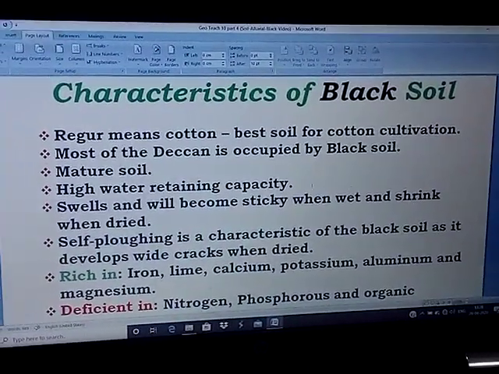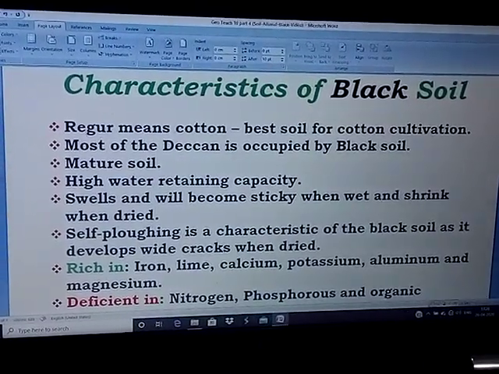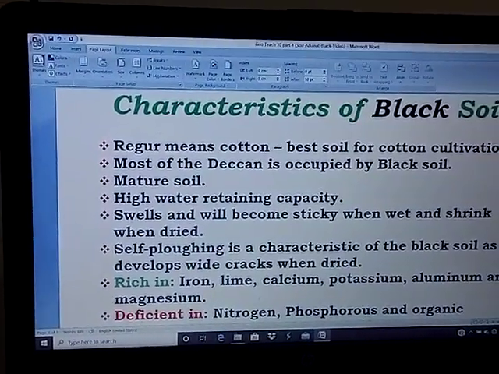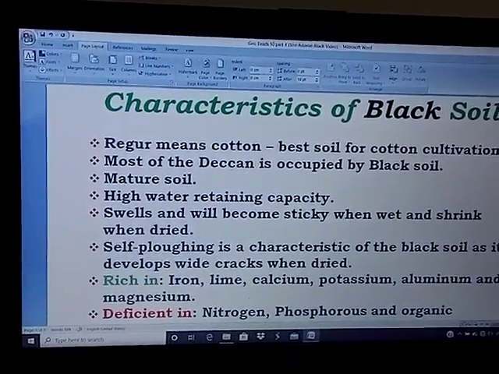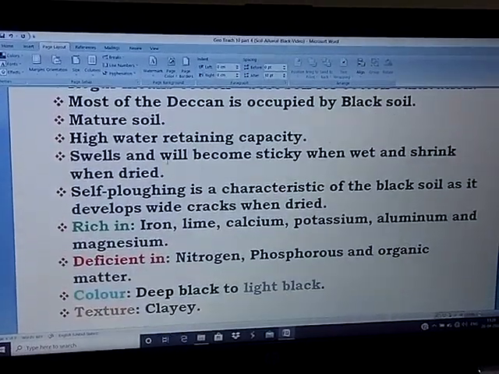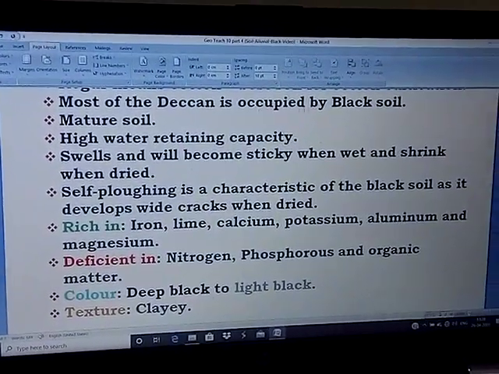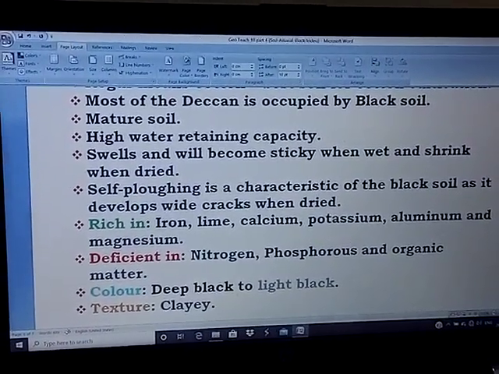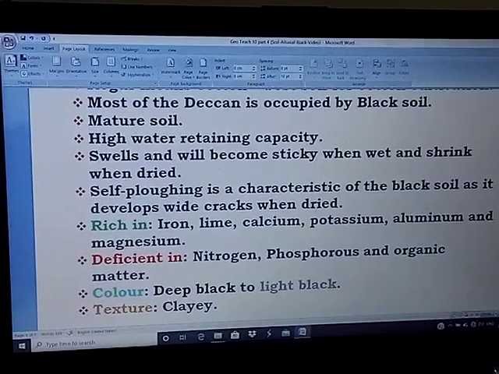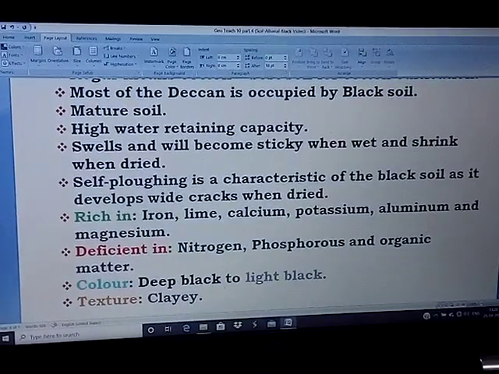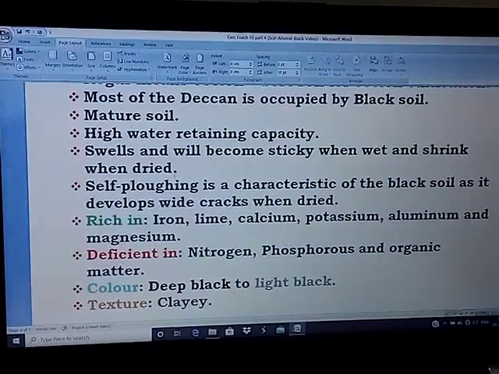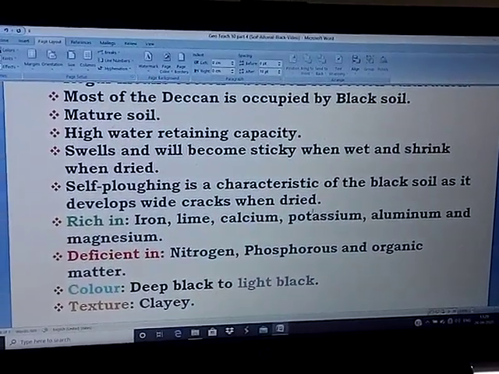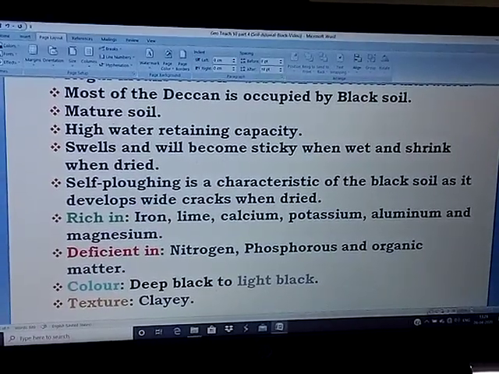Characteristics of black soil. Definitely it is also called the Regur, best soil for cotton cultivation. So it is called the Regur soil. Most of the Deccan is occupied by black soil. It is a mature soil. It has high water retaining capacity. It swells and becomes sticky when wet and shrinks when dried. Self-ploughing is a characteristic of the black soil as it develops wide cracks when dried.